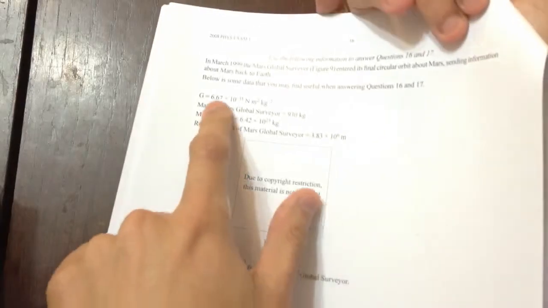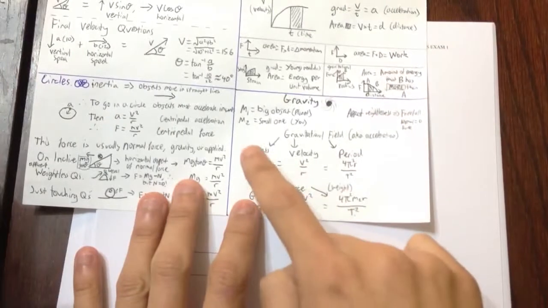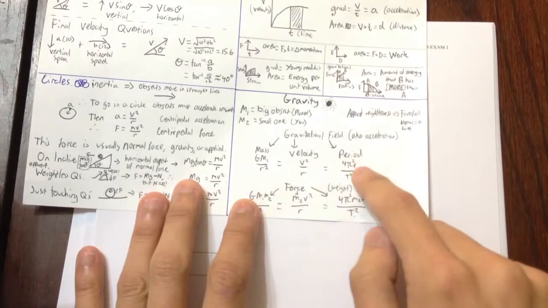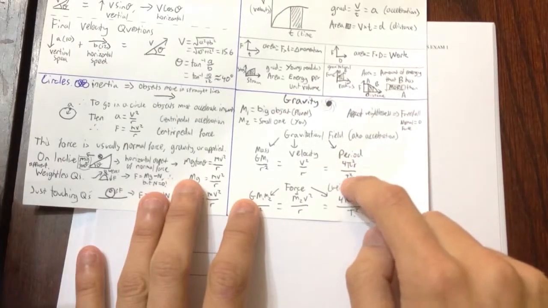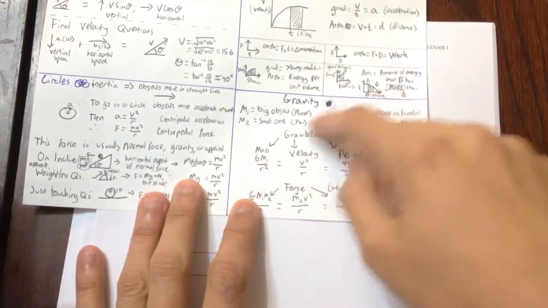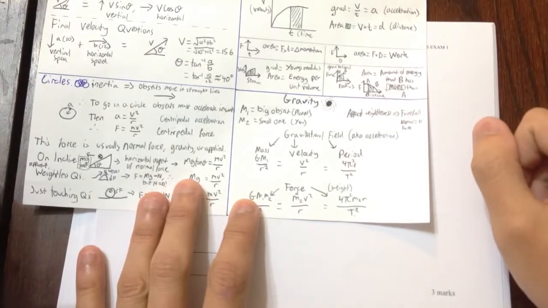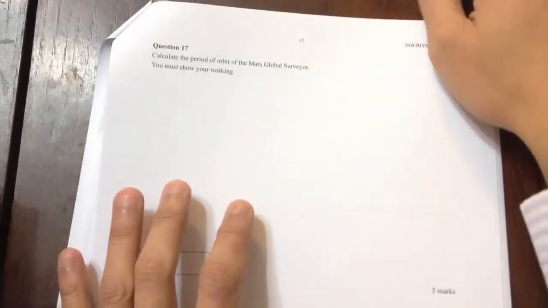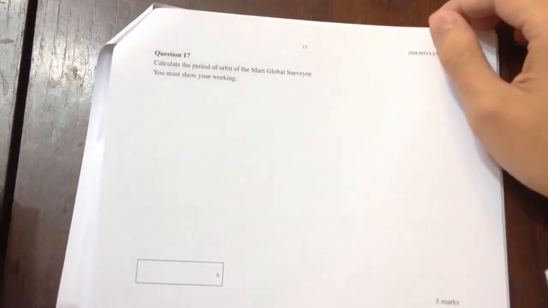Calculate the period of the orbit of the surveyor. So we're given masses. So we want period in terms of mass. All we need to use is the formula that converts mass to period. GM on r squared equals 4 pi squared r on T squared. We rearrange it and we get T equals something in terms of mass and radius, and we just sub in the values. Easy. So that's a quick 10-minute talk on how to have a look at the first 17 questions of your physics SAC.